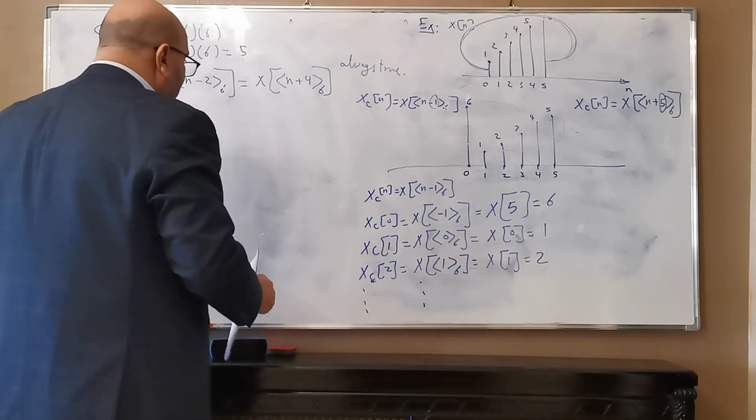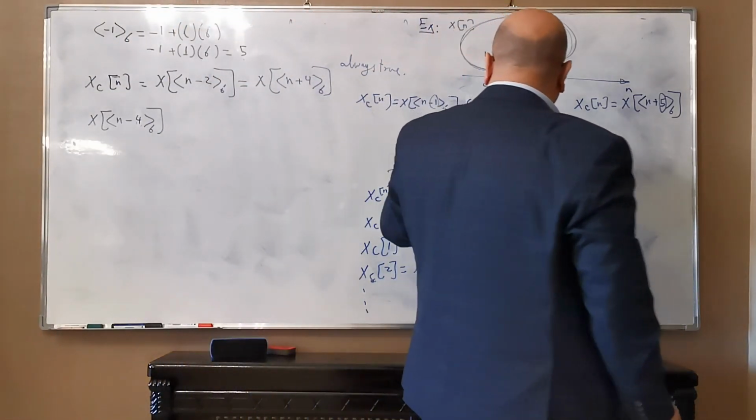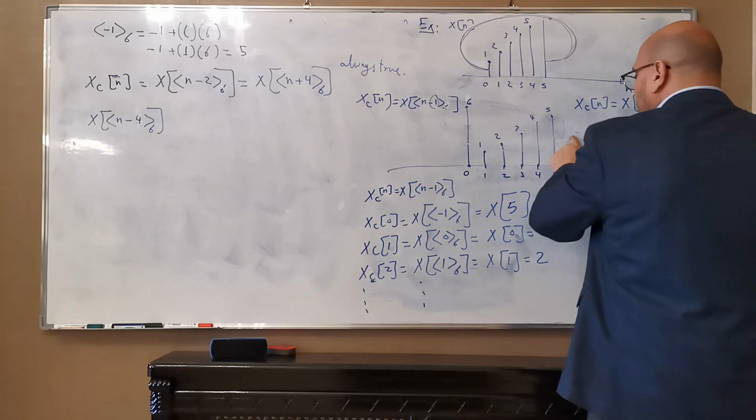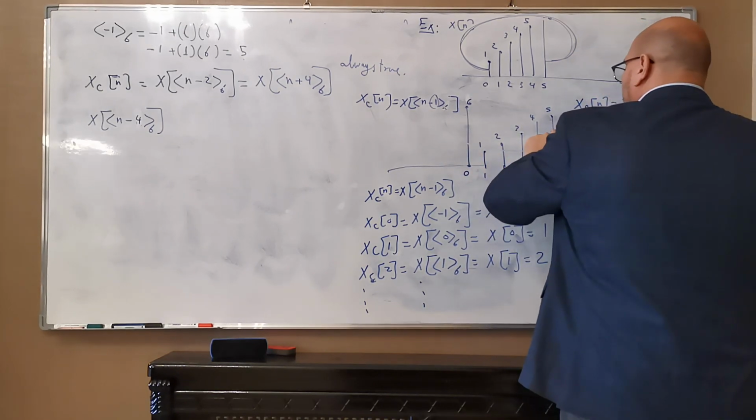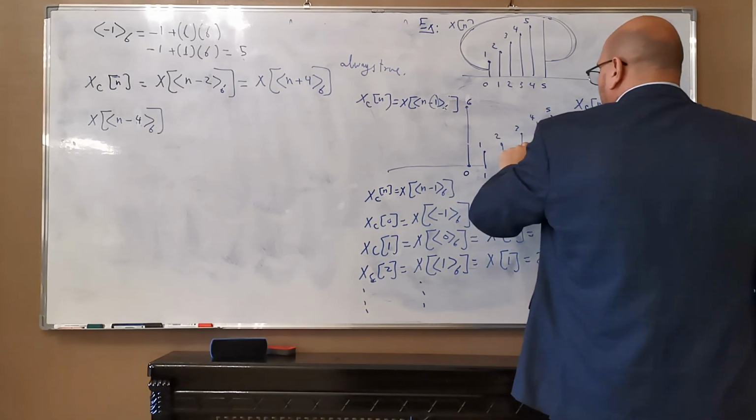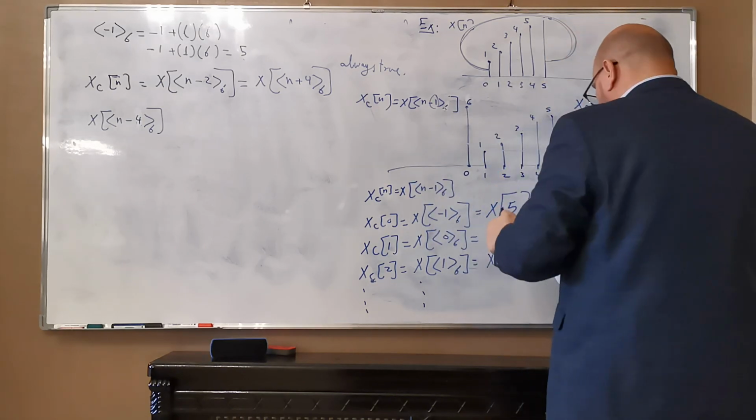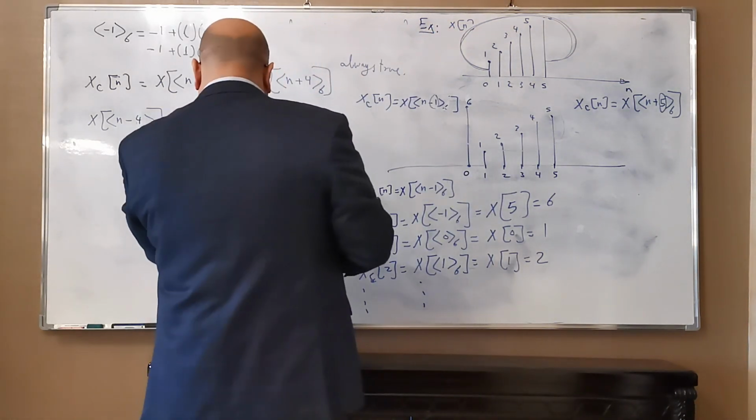N minus 4 modulo 6. So here we have it, we move it once. You have to move this one also, this twice. Then this one 3 times, and this one is the 4th time. So you end up with the last 2.